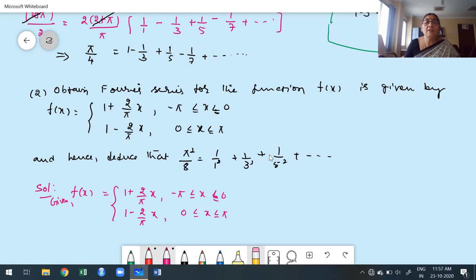Now here, what is my overall interval? The lower limit is minus pi, and then the upper limit. That is the overall interval. This is the way I have to take the overall interval. This overall interval is in the form of the second case. Therefore, it's possible to go for even or odd.